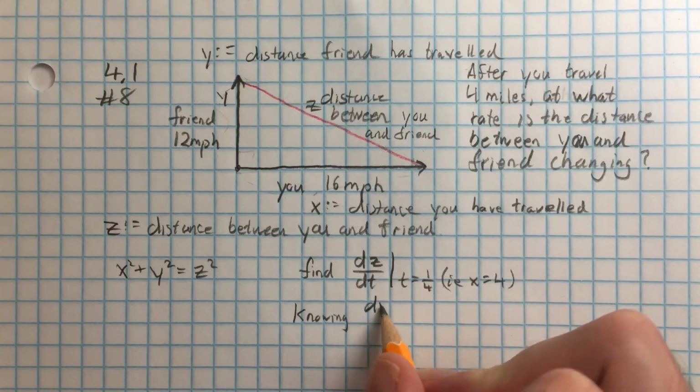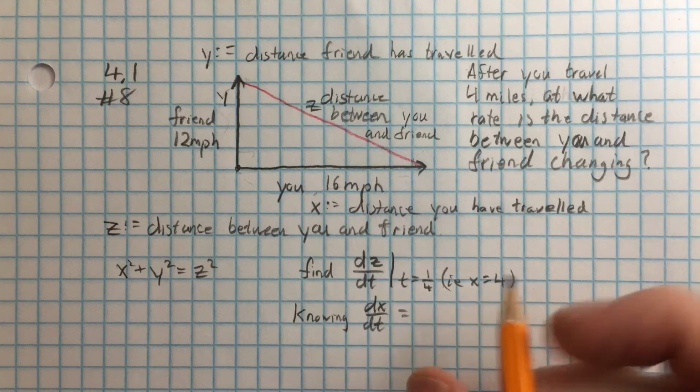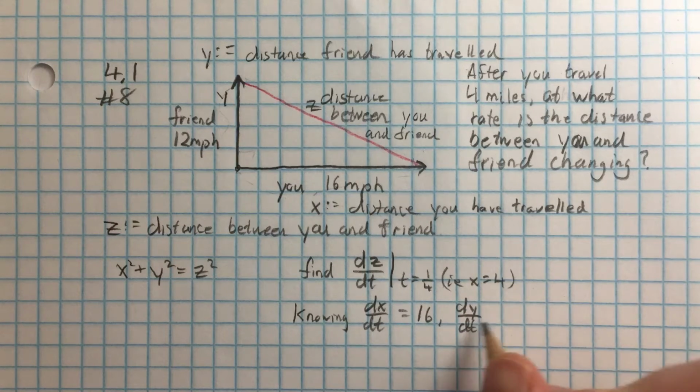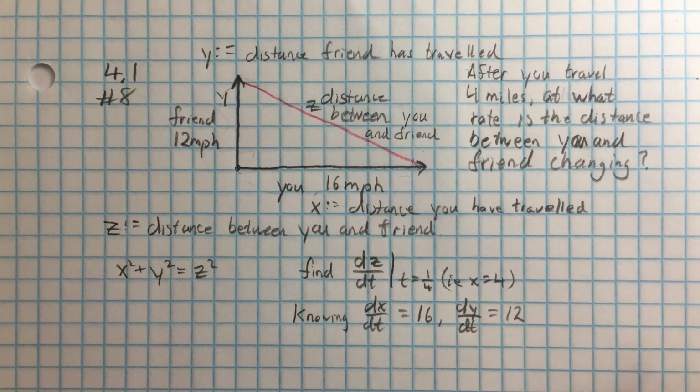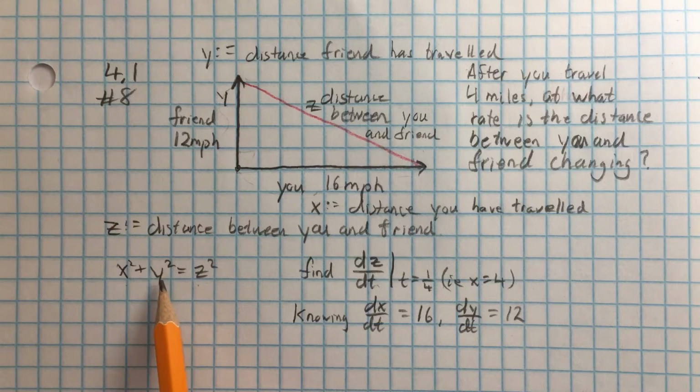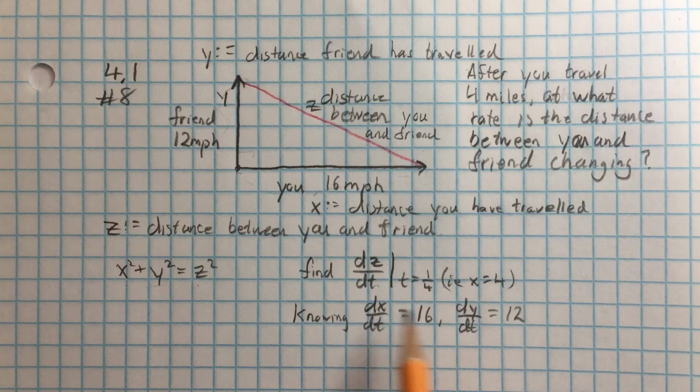knowing that dx/dt is always a constant 16, dy/dt is always a constant 12. Right? So if I now attempt to differentiate this with respect to time, I'll certainly get the dz/dt derivative coming out of here, which is what I want. We also anticipate that the dx/dt and dy/dt derivatives will pop out of the left-hand side, but when they do, that's fine. It's information I already know. I'm going to replace them with 16 and 12 when I get the chance.